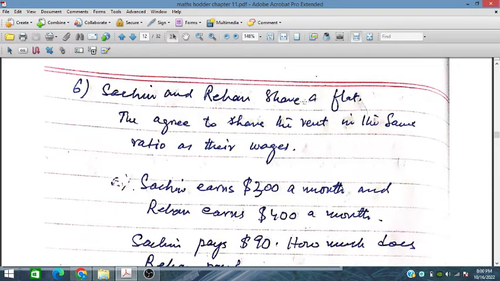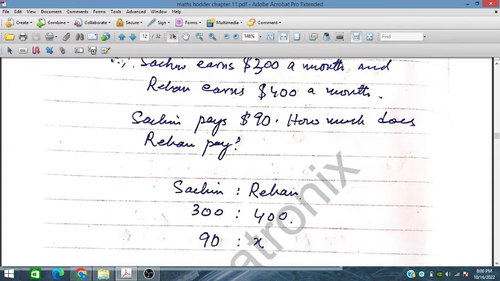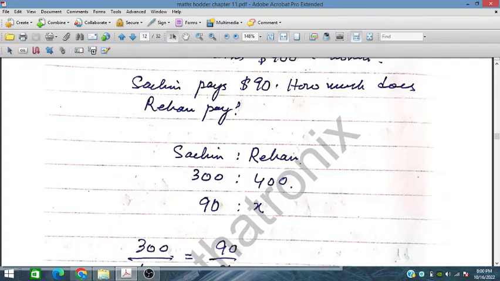Sachin and Rehan share a flat. They agree to share the rent in the same ratio as their wages. Sachin earns $300 a month and Rehan earns $400 a month. Sachin pays $90. How much does Rehan pay? Rehan's salary is higher than Sachin's. So this is Sachin $300, Rehan $400. If Sachin pays $90, then Rehan should pay at least $120.